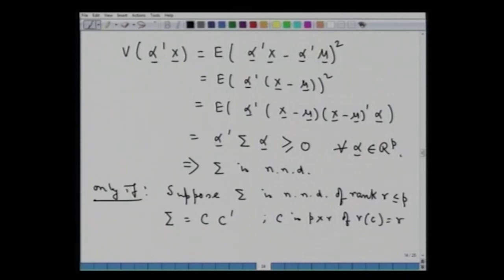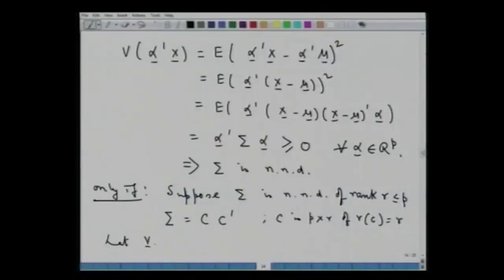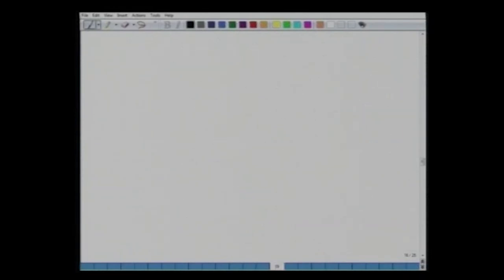Now since we have factorized sigma into this CC prime form, let us define a random vector y. Let y be a random vector of independent random variables, with, say, the expectation of y given by a null vector.